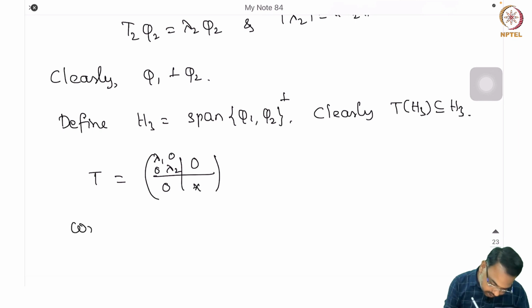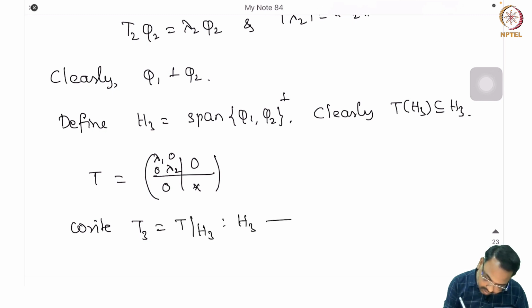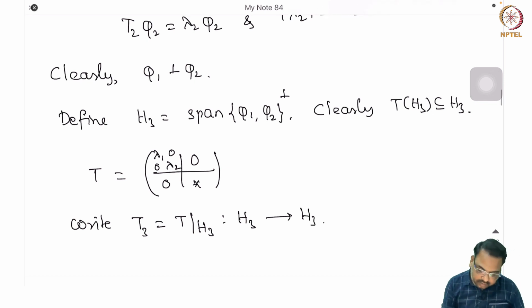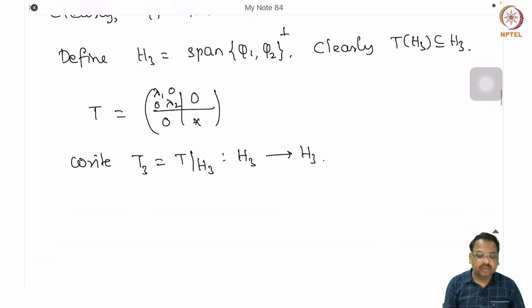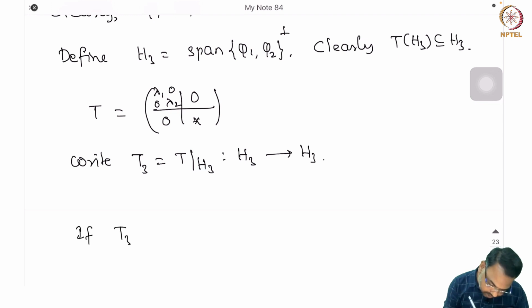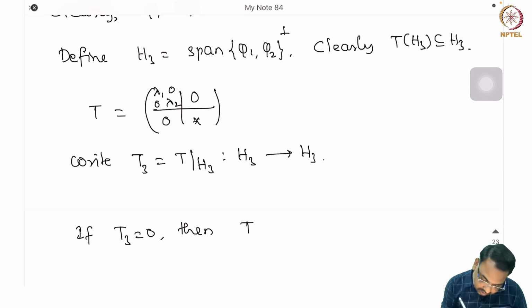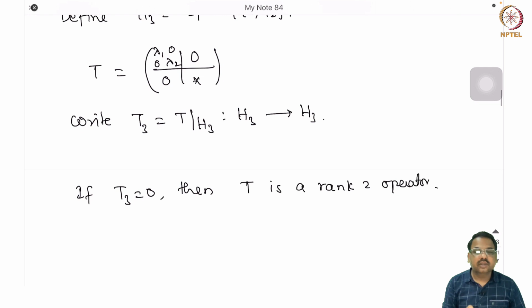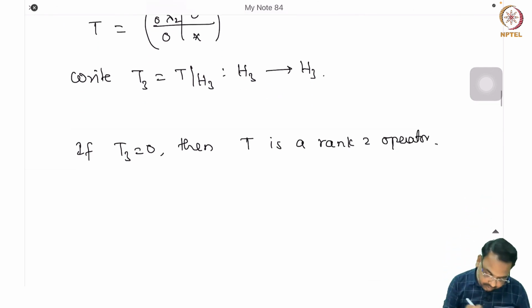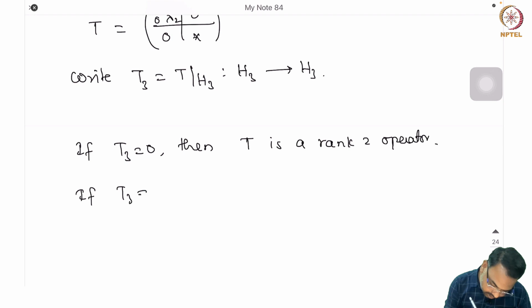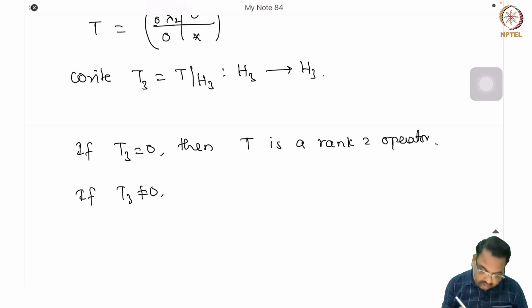Now let us write T3 as T restricted to H3, which is a map from H3 into H3. Now T3 may be 0, may not be 0. If T3 is 0, then by the earlier observation we can conclude that T is a rank 2 operator, and H3 is part of the null space of T. If T3 is non-zero, we can continue this procedure.